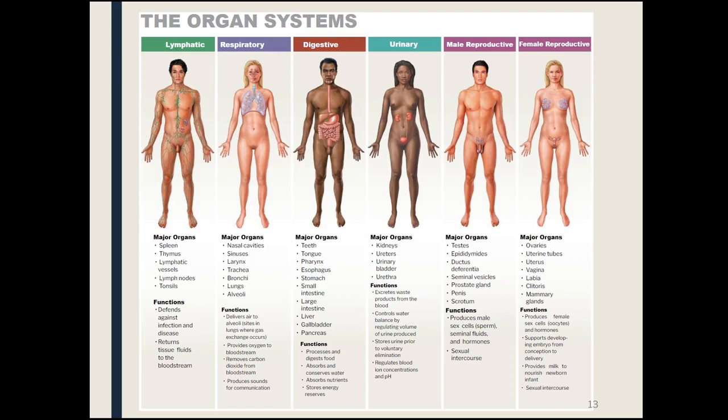And then we have the esophagus, which is going to be posterior to the trachea, and it's a muscular tube that goes into the stomach. Then we have the small intestine, the large intestine, the liver, the gallbladder, and the pancreas. These are all playing a role in our digestive system. So what is the purpose of our digestive system? It helps to process and digest food, absorbs and conserves water, it helps absorb nutrients, and stores energy reserves.